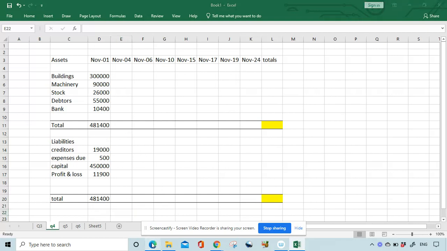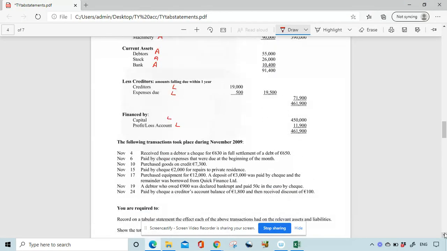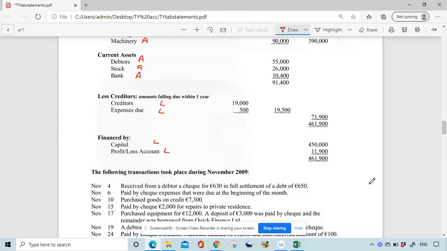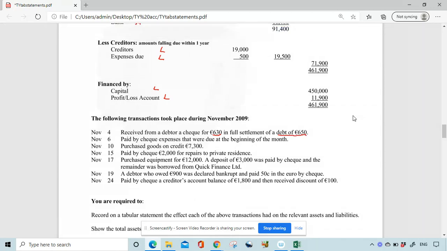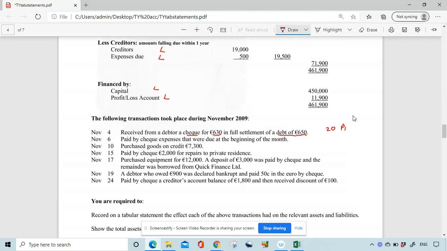So let's look at November 4th. We go through each date one at a time and we do what it asks us to do. So on November 4th, we received from a debtor a cheque for €630 in full settlement of a debt of 650 euro. So somebody owed us money. They owed us 650. We accepted 630 into the bank. So we gave them the difference there. We gave them a discount of 20 euro, which is going to put our P&L down by 20 euro.